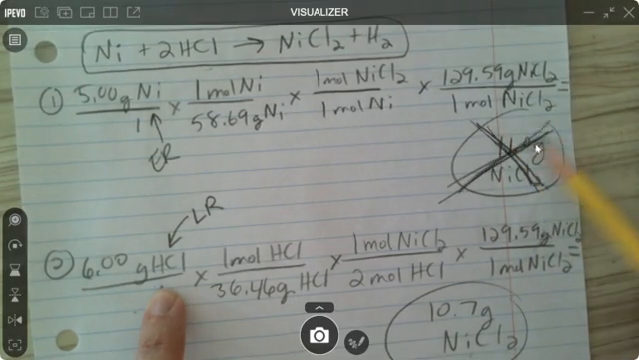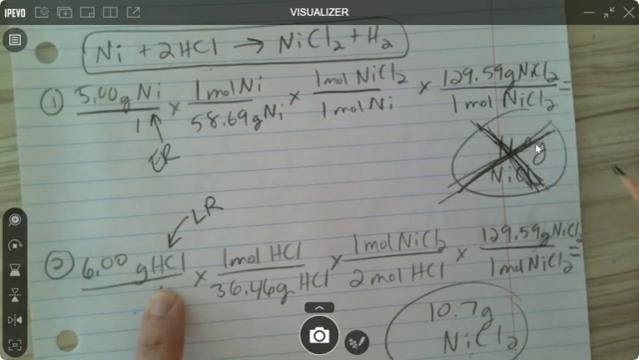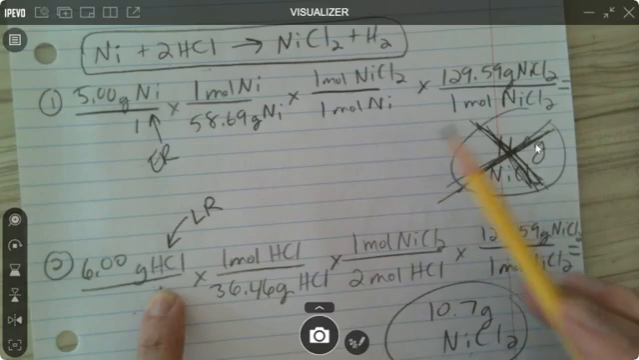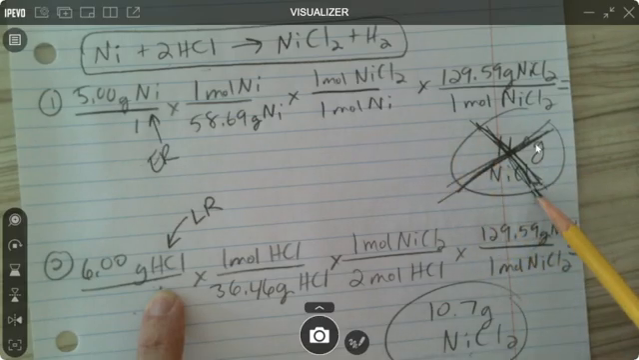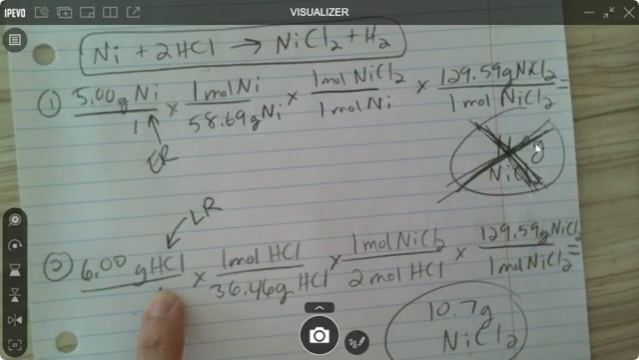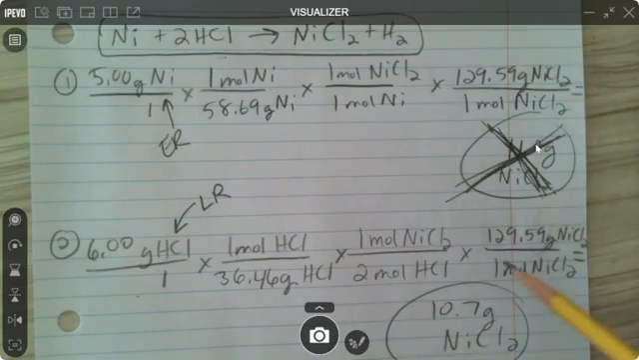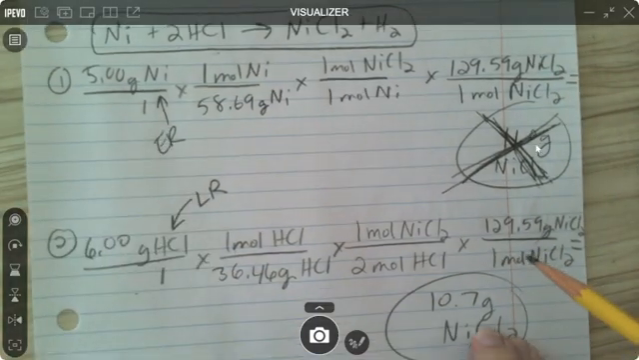Make it the biggest X you've ever drawn, okay? You will never use that 11 grams for anything, okay? The excess reactant cannot be used to predict the product, only the limiting reactant. So we killed 3 birds with 2 stones, okay? We did 2 calculations and we figured out 3 things: the limiting reactant, the excess reactant, and the theoretical yield.